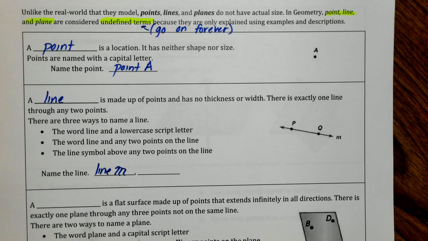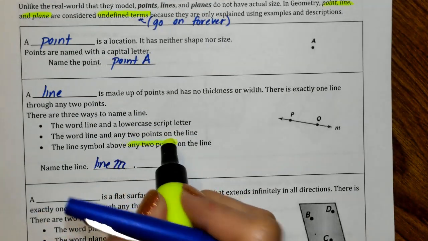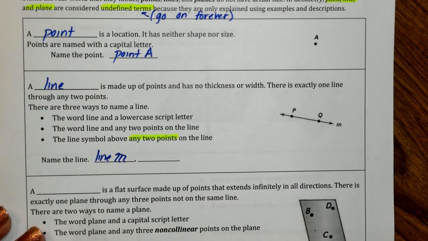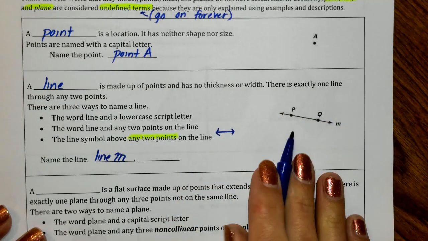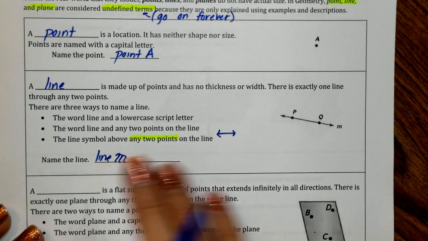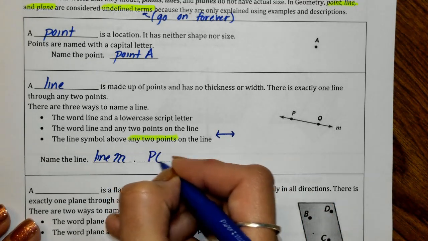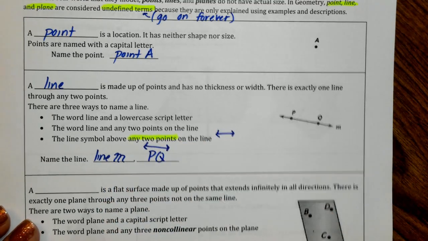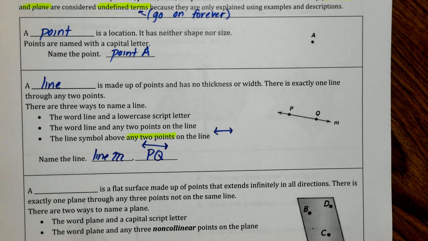We can use the word line with any 2 points on the line, and then we can use our symbol with any 2 points right here. And the symbol that goes above these 2 points is going to look exactly like a line. It's got the 2 arrowheads on the end. So with this line, we can name it line m, or we can name it line PQ with that symbol above it, or we can name it line QP. You can pick any 2 points. There's 17 points on there. Grab any 2 that you want to, but only 2.